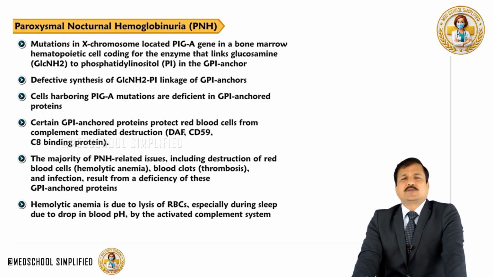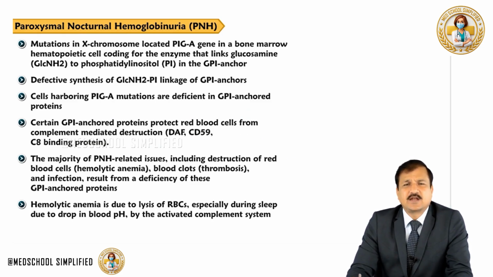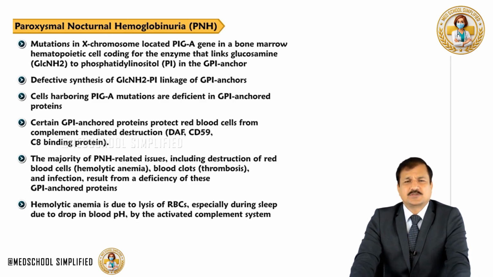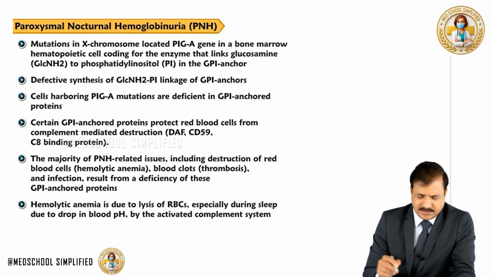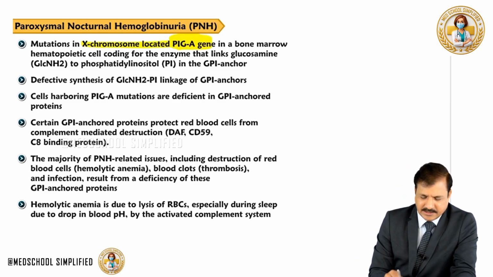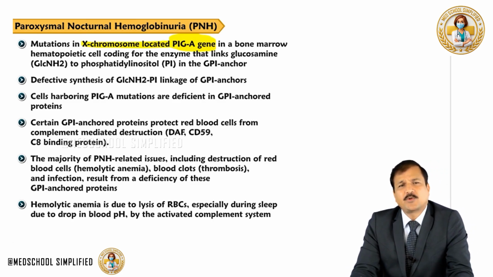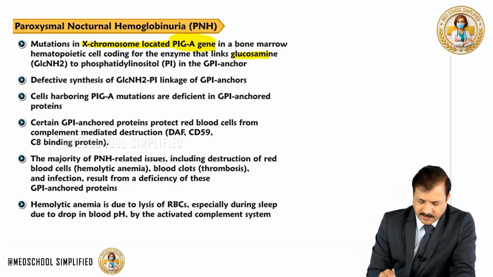Now, let's get into one of the important diseases related to a defect in GPI anchoring, paroxysmal nocturnal hemoglobinuria. Pay special attention to this particular disorder. It's a very, very important disease. In this disease, there are mutations in the X chromosome located PIGA gene in bone marrow hematopoietic cells, coding for an enzyme that links glucosamine to phosphatidyl inositol in building the GPI anchor.